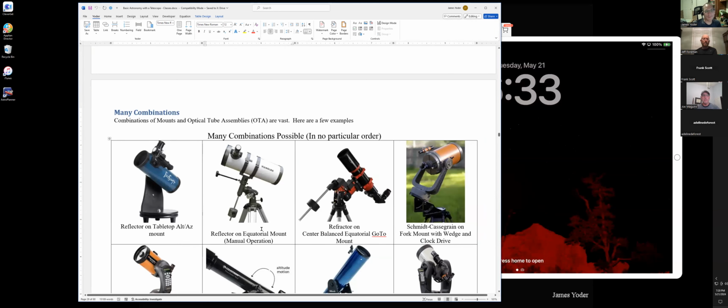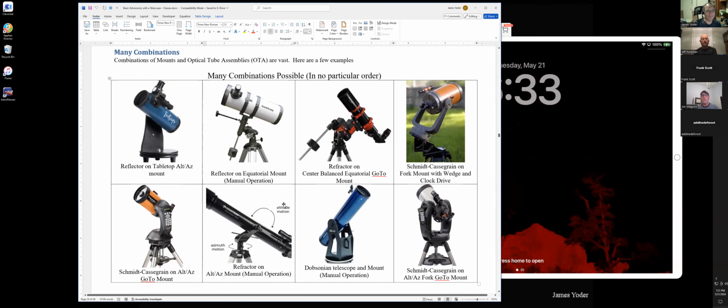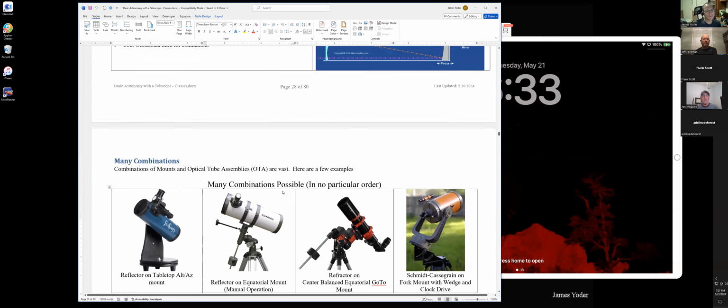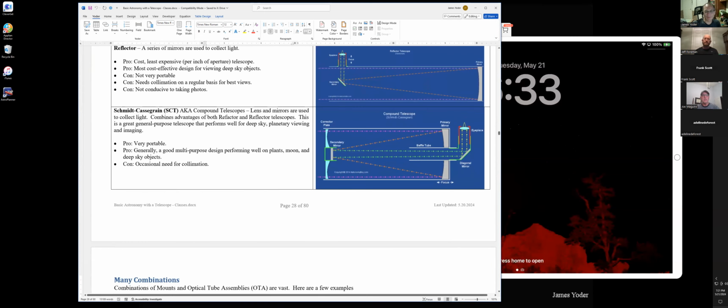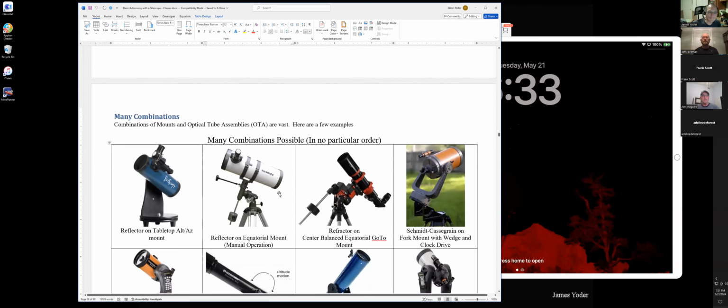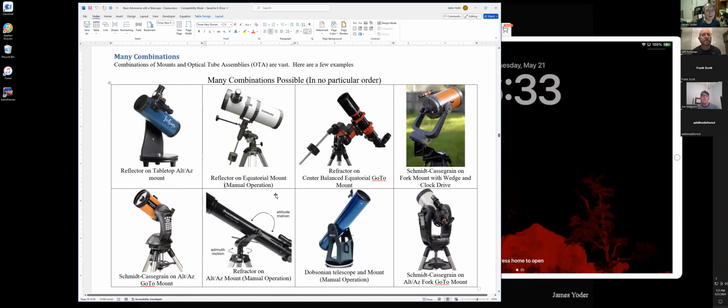Okay, so there's many different combinations that you can get out of these different designs. And those are just 3 of the designs of the optical tubes. There's probably half a dozen designs. There's Razas and all different kinds, but these are the most popular. So many different combinations you can put between the mounts and the optical tubes. So here's an example, a refractor on a tabletop Alt-Az.